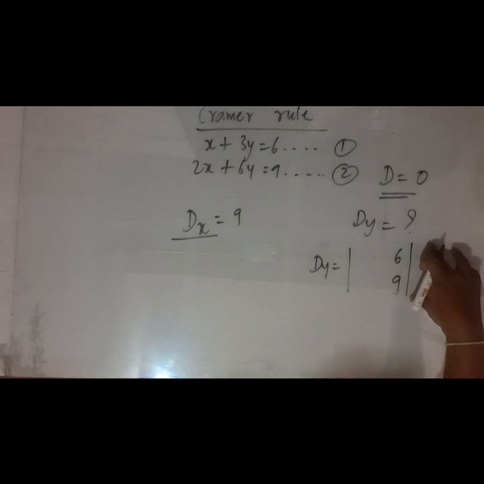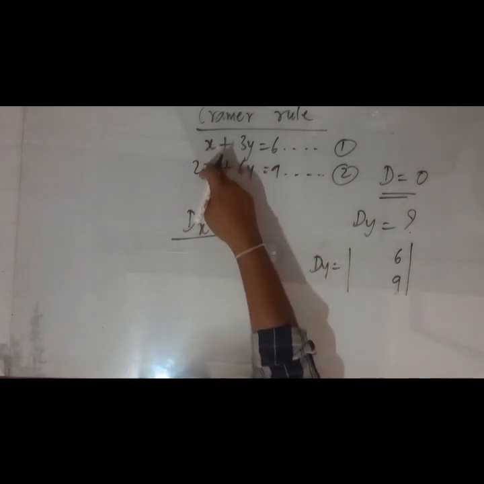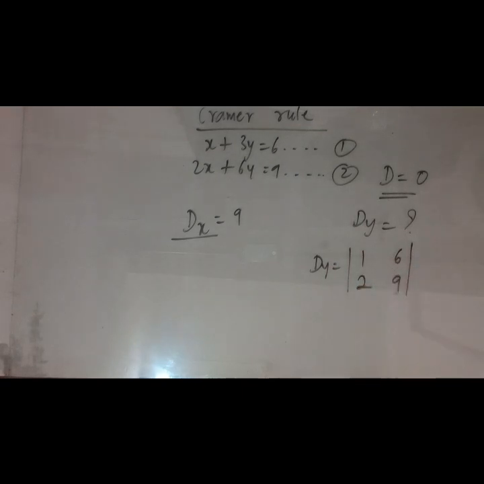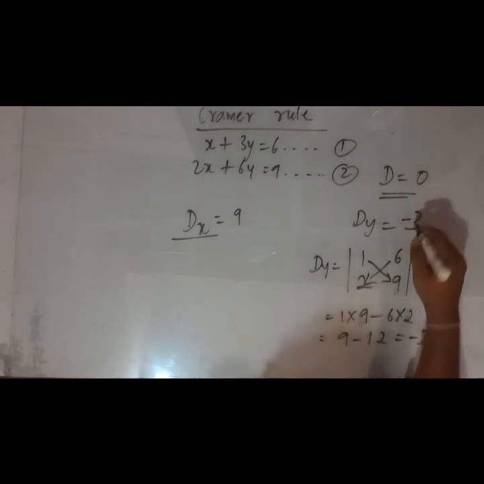Okay, so in place of the y coefficients you have written these two numbers, and for x you have to enter these two coefficients, 1 and 2. That's all. Now you solve this determinant. I will solve 1 into 9 minus 6 into 2. You have to cross multiply. So what is your answer? 9 minus 12. So this is minus 3. So you got the value of dy as minus 3.